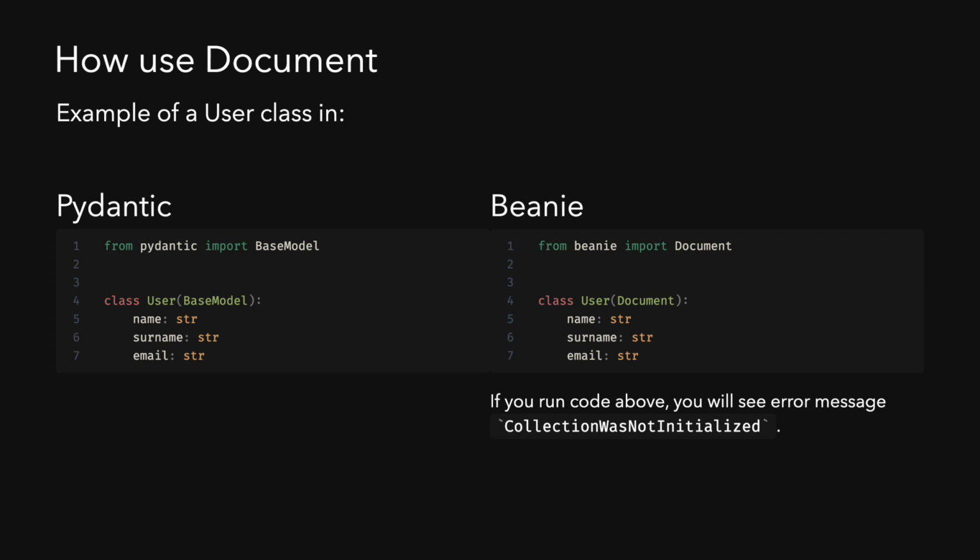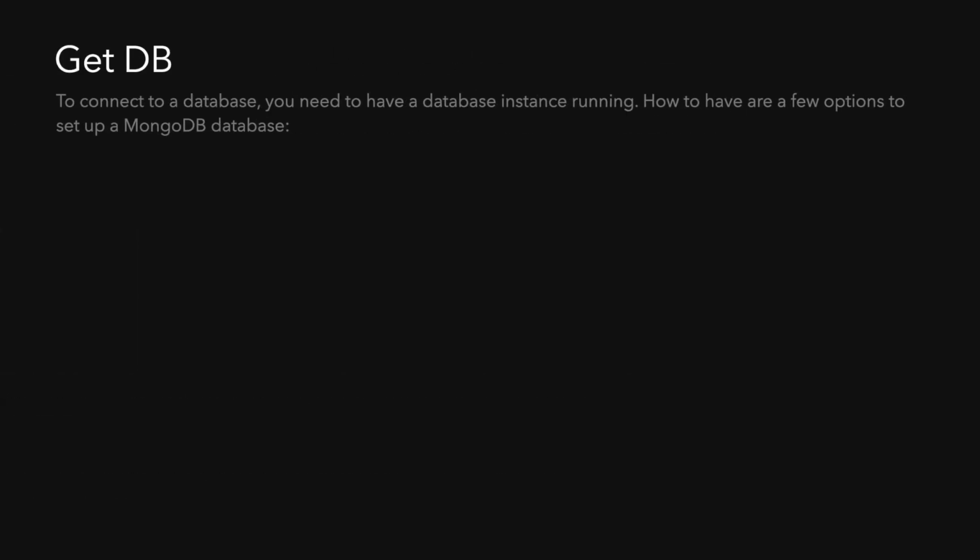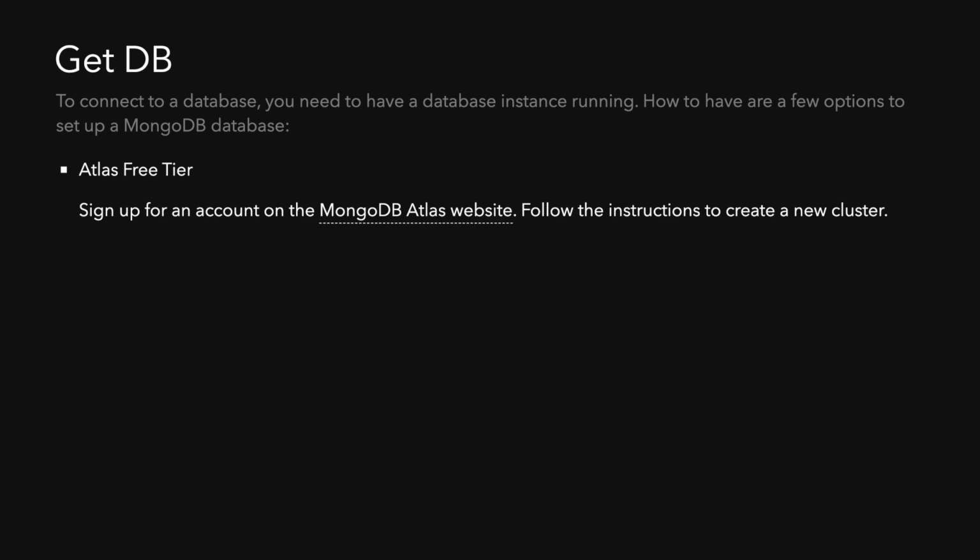The collection was not initialized, and the reason is that we don't have a connection to a database. How to get a database? We have a few options. First, we can use Atlas free tier. If you would like to check how to do it, of course sign up for an account on the MongoDB Atlas website. We did it for our workshops at PyCon Gliwice and PyCon Sweden, and the people got accounts in Atlas free tier. It's easy to do. Go for it, and this is one of the options.